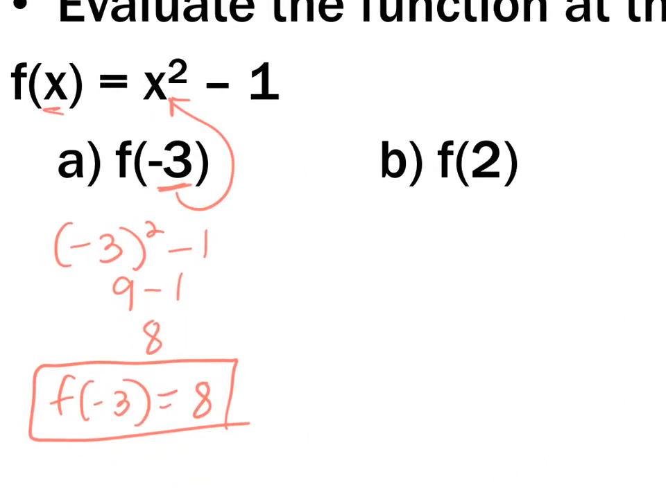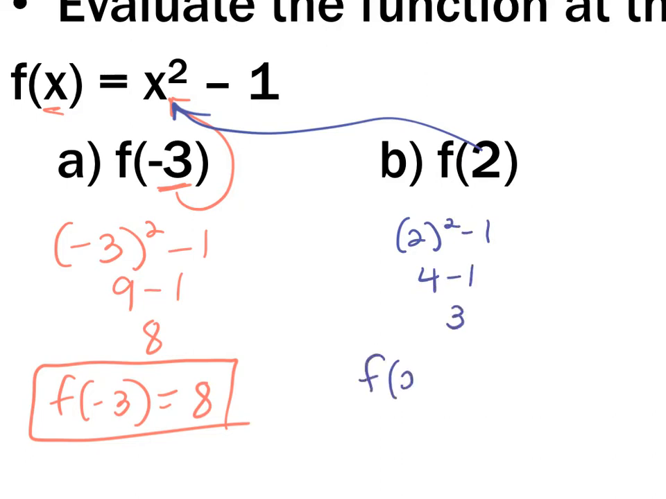Then I go to b. Now it's f of 2. So I take the 2 and I plug it into the x squared. 2 squared minus 1 is 4 minus 1, which is 3. So f of 2 equals 3.